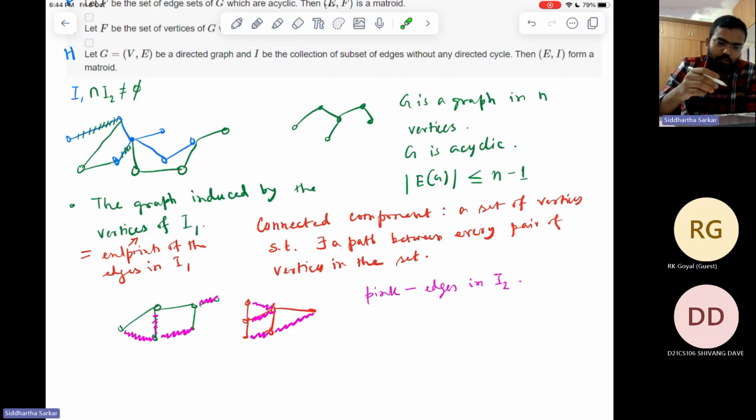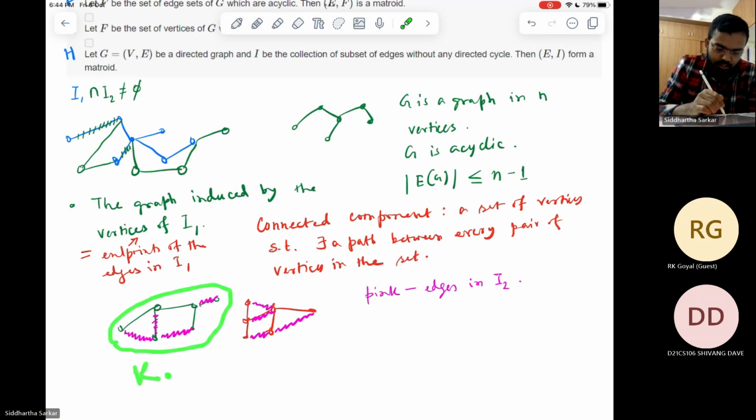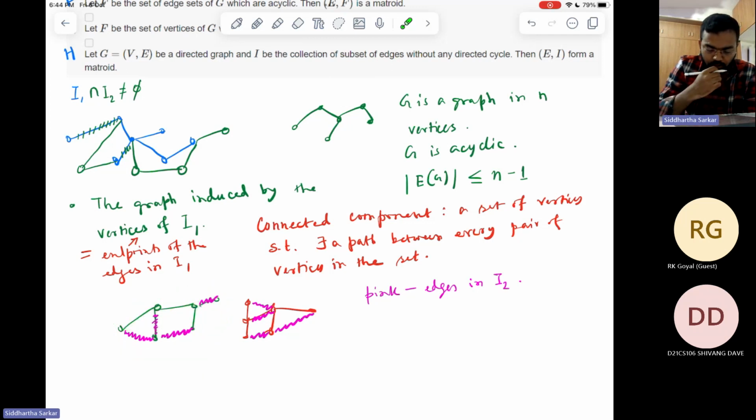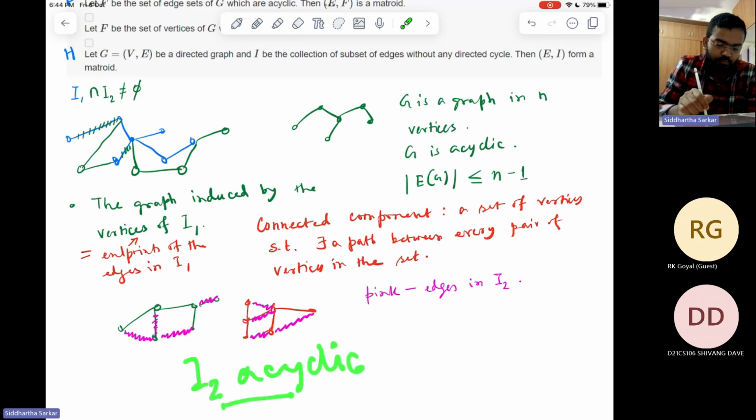Exactly. So the point is, if you consider any connected component, if this connected component has k vertices, then the number of edges in I1, the green edges, is k minus 1. That is known to you because this is a connected component. And because this is a connected component, the edges which are in I2 in this connected component are at most k minus 1. Otherwise, there would be cycles. Because I2 itself is acyclic, we cannot introduce any cycle in I2. Therefore, the edges in I2 which are part of this connected component are going to be at most the number of green edges, the number of edges in I1.